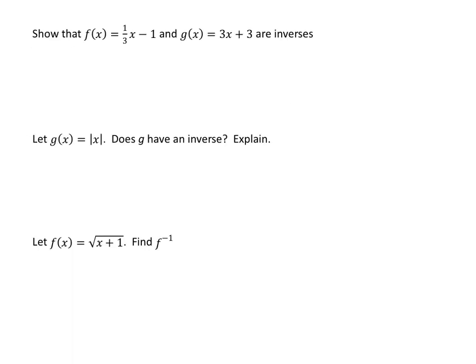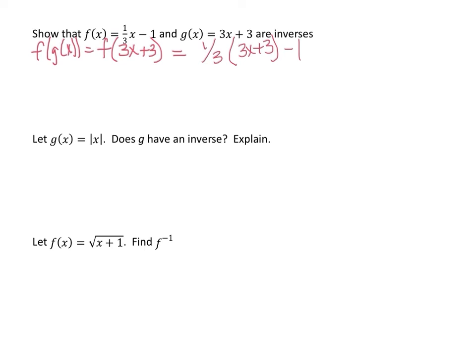Okay, last set of examples. We're going to show that these two are inverses. So what I'm going to do is take f of g of x. So I'll do f of 3x plus 3. So that means I'm going to put 3x plus 3 in place of x. So I'll take 1/3 times 3x plus 3 minus 1. That's f of g of x.